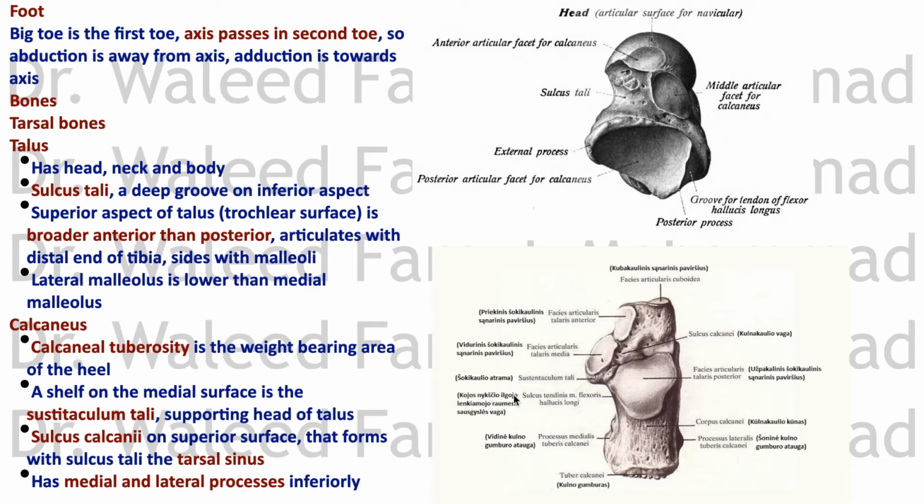The sulcus calcanei, we talked about it. It forms with the sulcus tali the tarsal sinus, or the sinus tarsi, and has medial and lateral processes inferiorly, as you can see here. Medial and lateral processes.